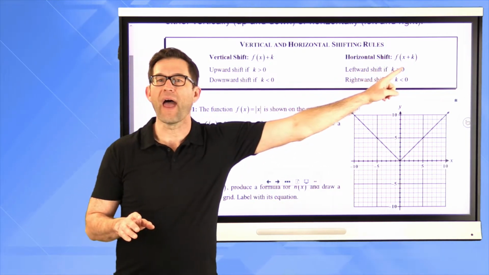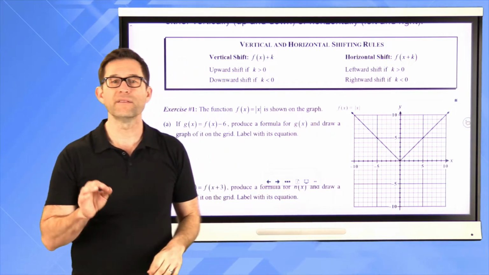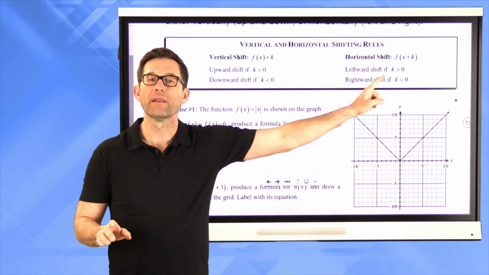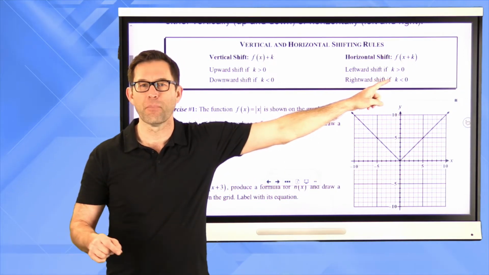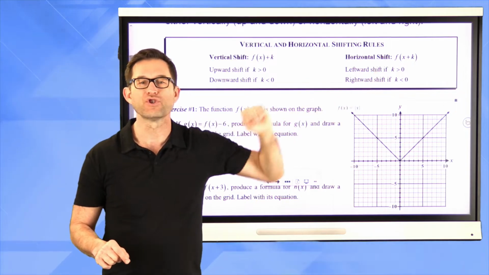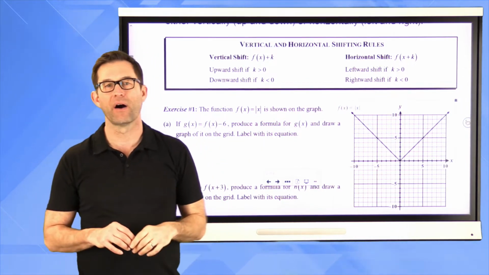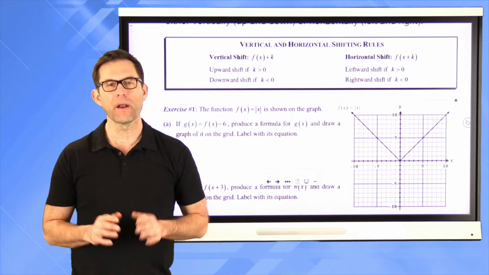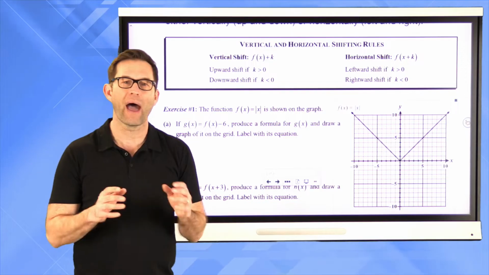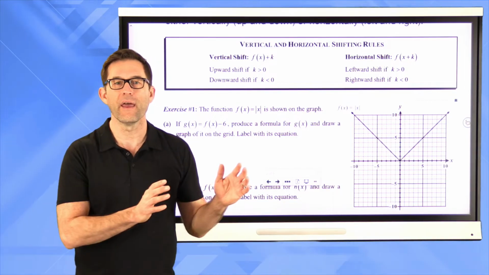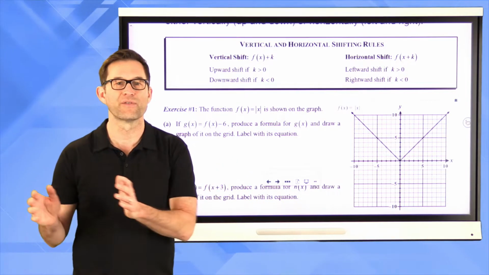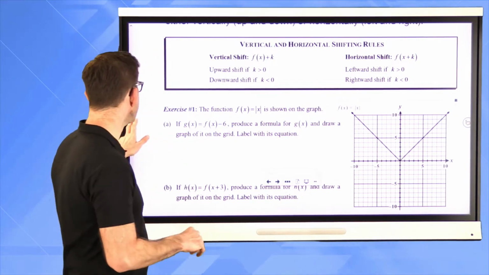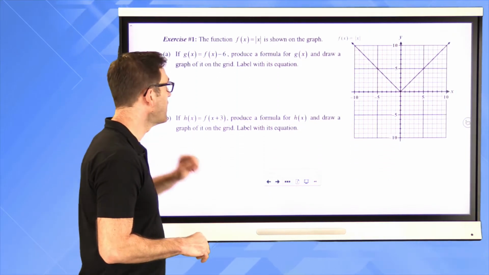Horizontal shifts, as we saw in our last lesson, work almost opposite of what you'd expect. This happens when we add or subtract a constant directly to the variable x before doing anything else in the function. We get a leftward shift if we end up adding a positive constant, and we get a rightward shift if we end up subtracting a positive constant or adding a negative constant, whichever way you want to think about it. But again, it's a little bit opposite of what you'd expect. You'd almost expect that if you added to x first, it would shift to the right, and if you subtracted from x first, it would shift to the left. But that's not the way it goes. So let's review this with our basic absolute value function in exercise number 1.